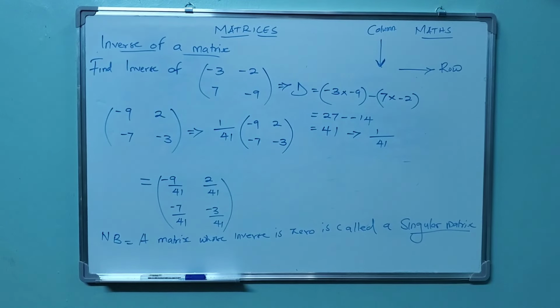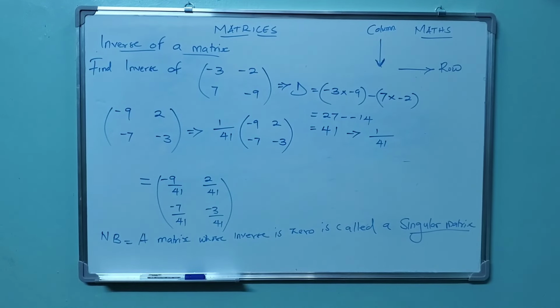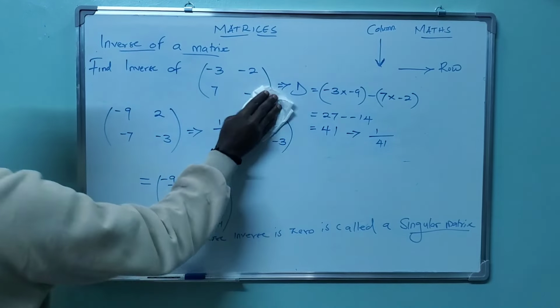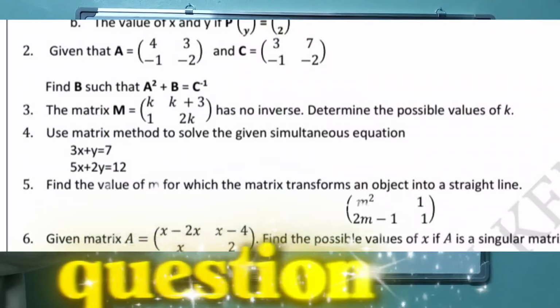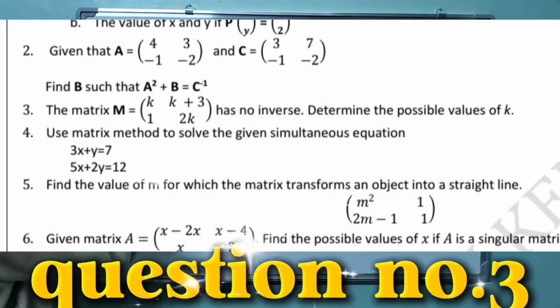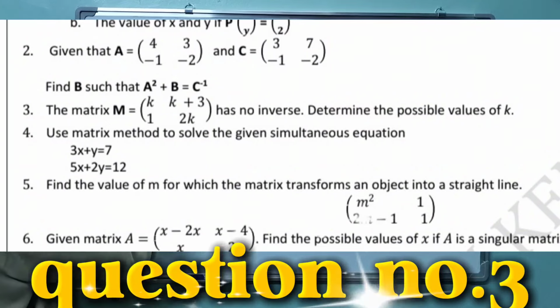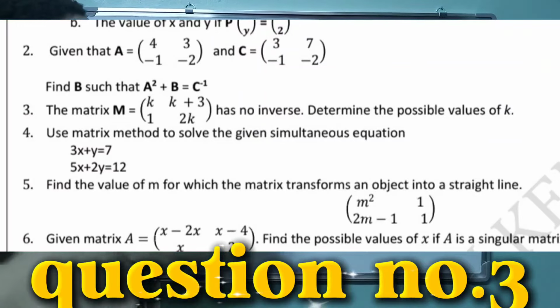Let us try maybe an example of application of that specific phenomenon. We can have this, being told the matrix M equals K, K plus 3, 1, and 2K. You're being told that the matrix has no inverse.